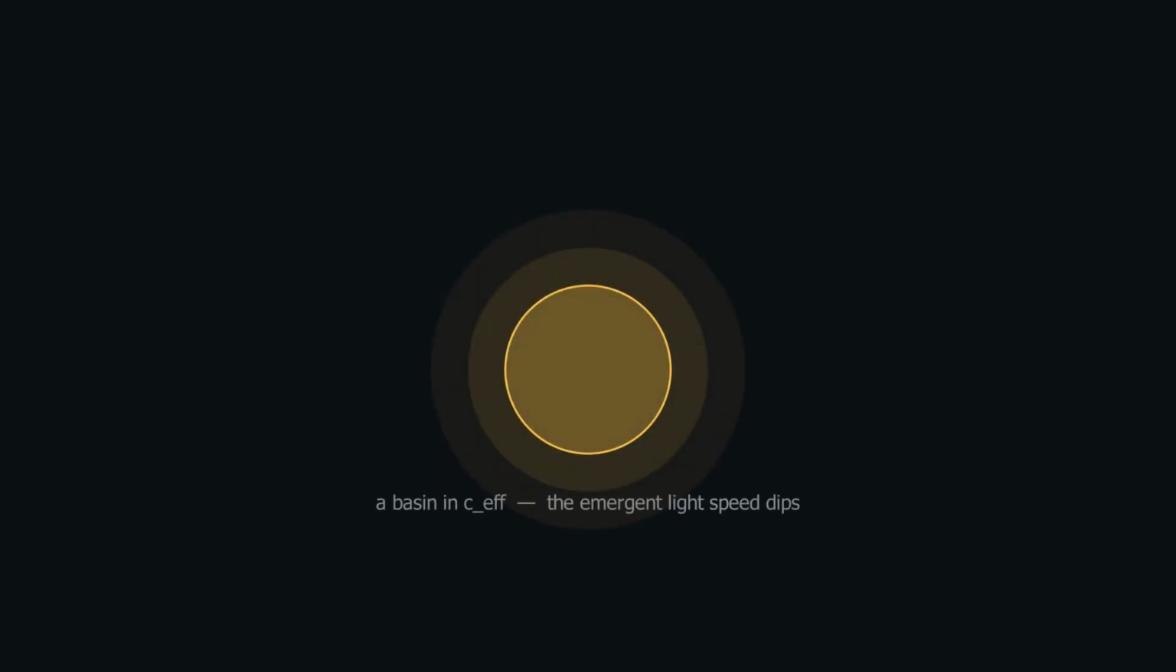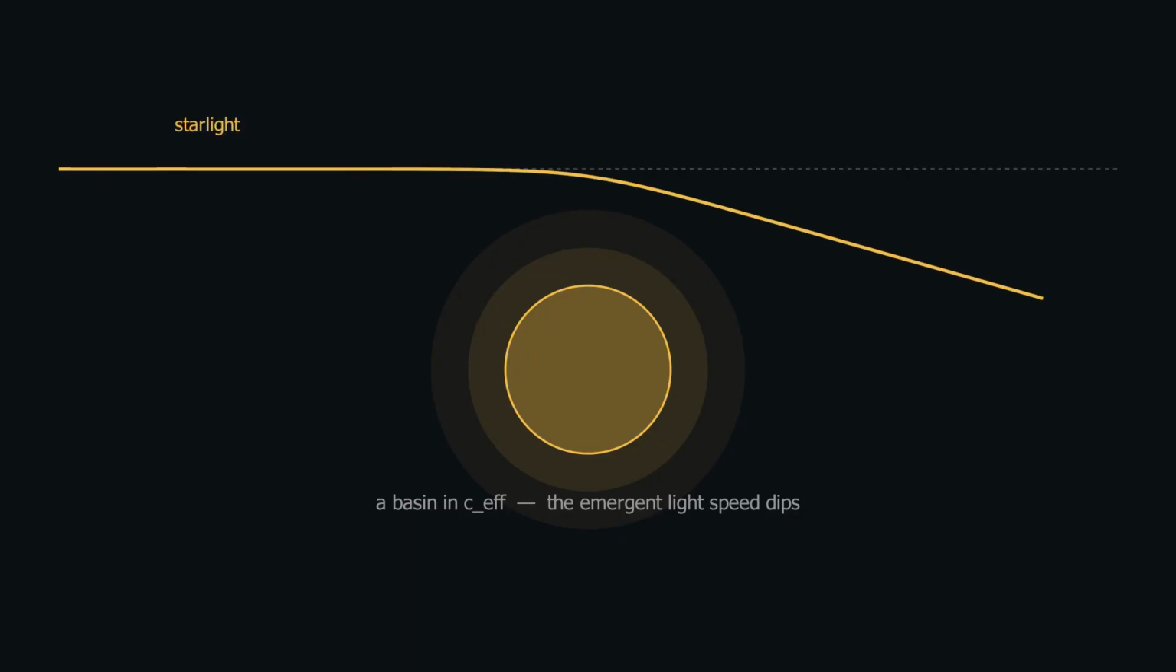Build a star out of the chakra lattice, a smooth basin where the emergent light speed dips, and nothing else. Point a telescope past its limb and starlight bends. The rays swing inward exactly as they would past a real sun, by something close to half an arcsecond. The lens works. Now drop a stone at the surface of that star.